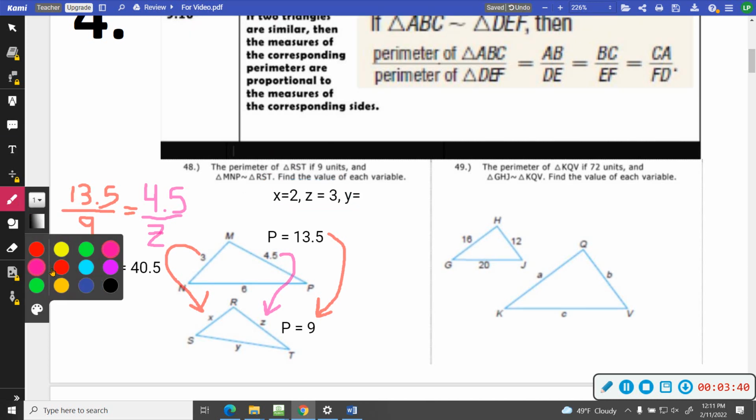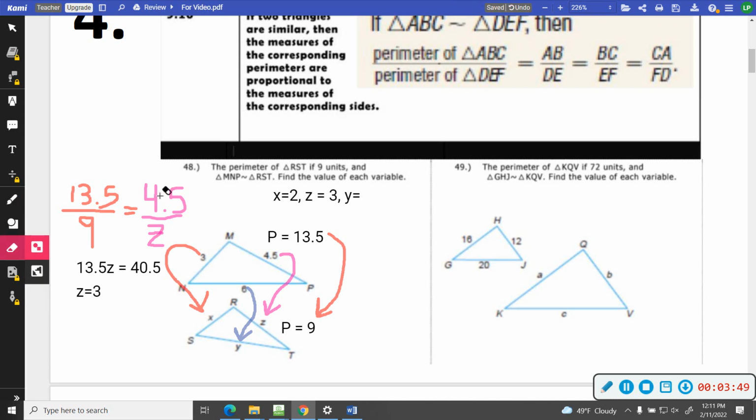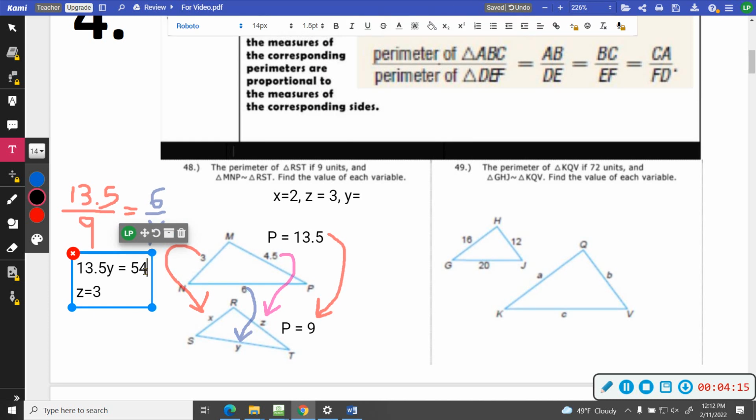All right, so again, we're going to go from 6 to y. So we're going to erase this part. And I encourage you not to erase this in your actual work. I'm just doing this for space and for time. This will be 6 over y. So you get 13.5 times y equals 6 times 9, which is 54. You take 54 divided by 13.5, and you get 4.